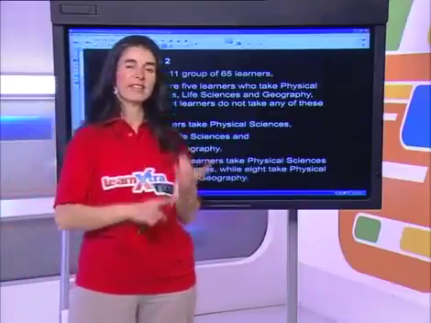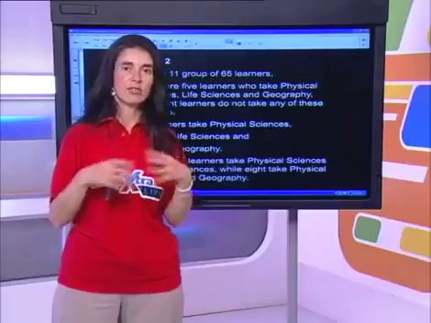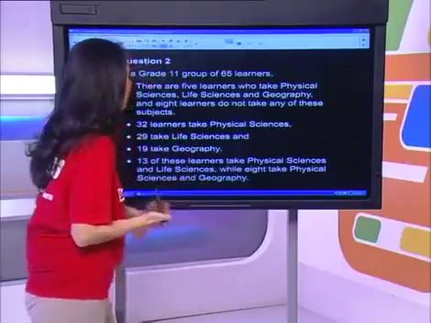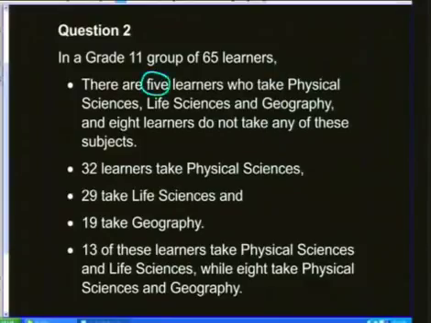So let's read it again, because grade 11s, whenever we read something, we're just getting the context of the problem. We've seen there's 65 learners. We've seen that they take 3 different subjects. And now let's get to the nitty-gritty of the values. So let's read it again for detail. There are 5 who take physical science, life science, and geography. So we know that these 5 are the overlap of the 3 circles. And then there are 8 that do not take any of these subjects.